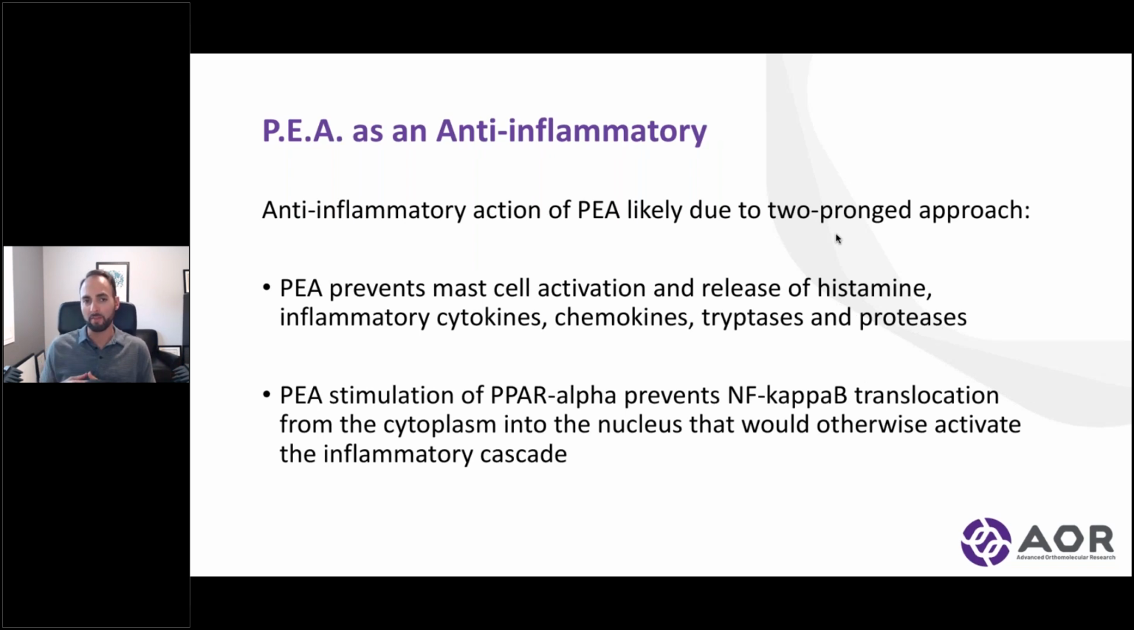So we talked a little bit about inflammation. There are 2 ways that PEA reduces inflammation. We talked about mast cells.